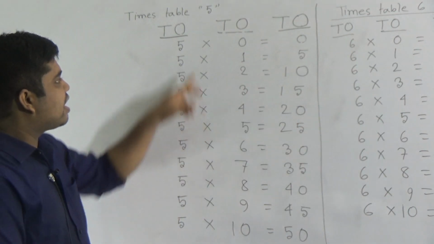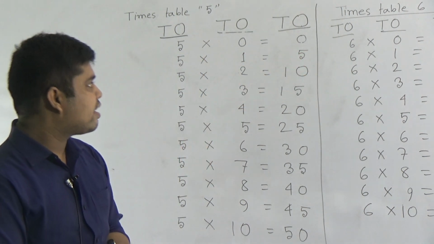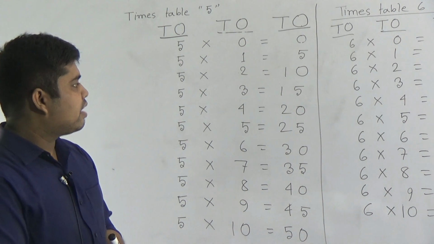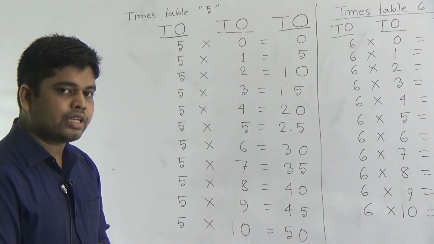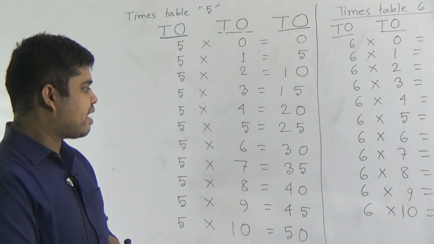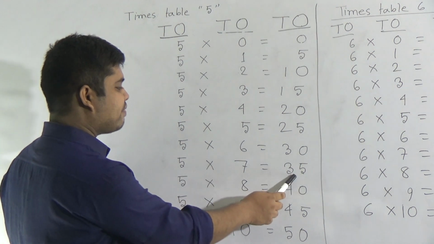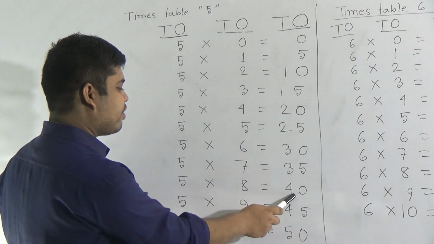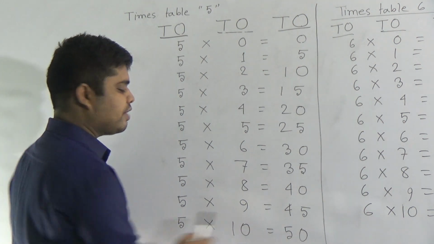My dear students, notice: 5 zeros are 0, 5 ones are 5, 5 twos are 10, 5 threes are 15, 5 fours are 20, 5 fives are 25, 5 sixes are 30, 5 sevens are 35, 5 eights are 40, 5 nines are 45, 5 tens are 50.